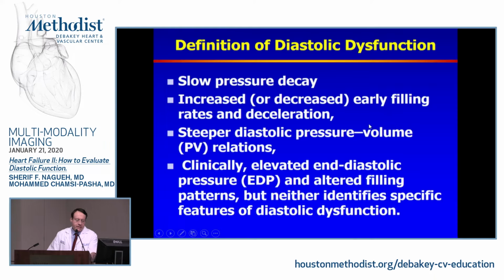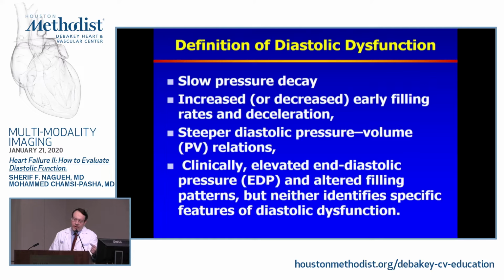We look at the diastolic pressure-volume relationships, and we look at steep relationships. That's what we refer to frequently as shift to the left. For any given volume, the pressure is higher. Clinically, what is done is people measure end-diastolic pressure and other pressures in the ventricle and the atrium, and you also look at filling patterns, but notice that these are inferences.